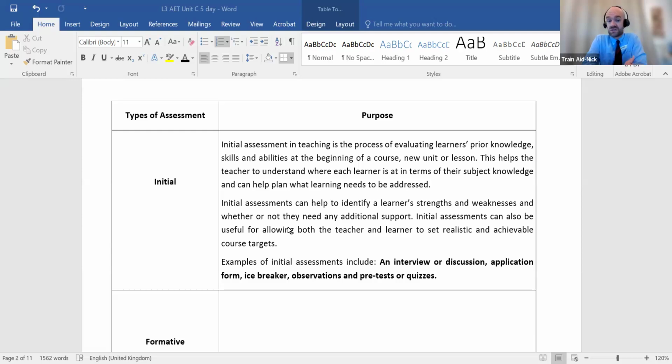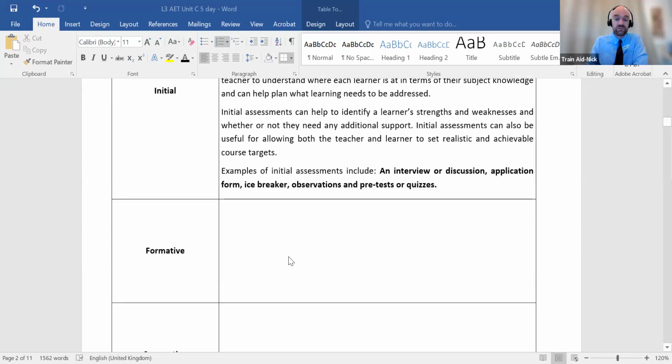You can, of course, include some examples of initial assessments like I have done there. If you're currently teaching as well, do feel free to include some examples of initial assessments to really highlight what you do within your teaching role. But I'd say a paragraph or two on the purpose of initial assessment is sufficient there.